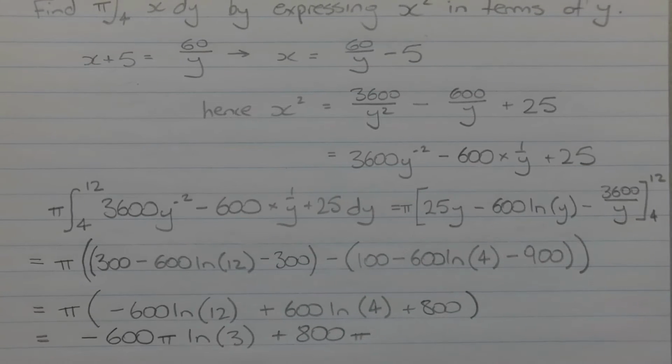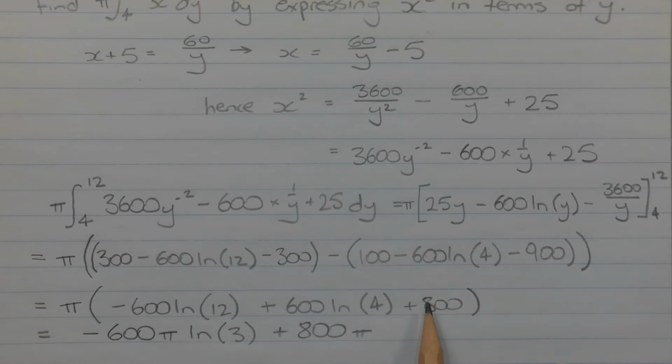Applying the limits of integration, we get pi outside of 300 minus 600 ln of 12 minus 300 in brackets, minus 100 minus 600 ln of 4 minus 900 in brackets. So expanding the second bracket by multiplying through by negative 1 and collecting like terms, we get pi outside of negative 600 ln of 12 plus 600 ln of 4 plus 800. Multiplying through by pi and applying a logarithm law to combine these two ln functions together, we get negative 600 pi times ln of 3 plus 800 pi.